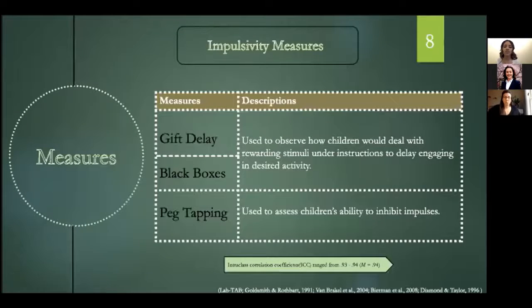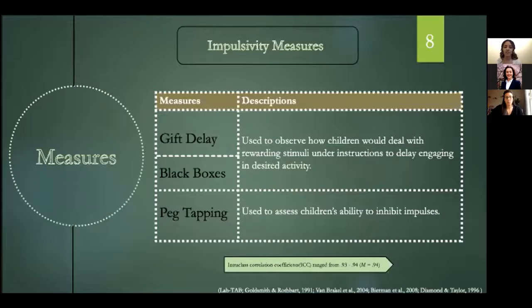To measure impulsivity, we obtained observational assessments in multiple tasks that were designed to capture children's inability to regulate their impulses. For this, we used 3 measures: gift delay, black boxes, and pet tapping. Today I'm only going to talk about gift delay because we don't have a lot of time. But if you have any other questions about the measures, you can ask me at the end.